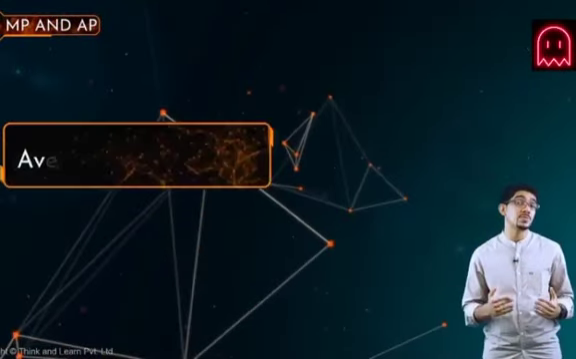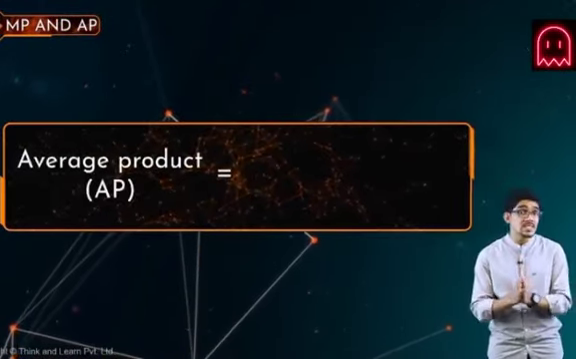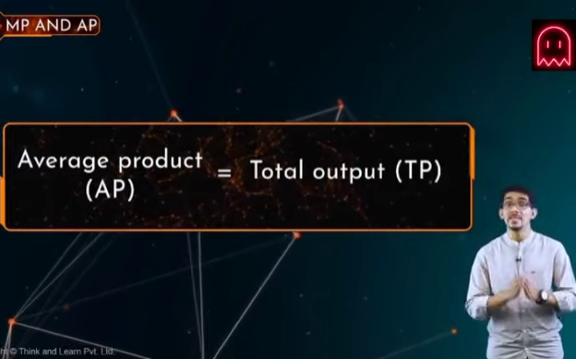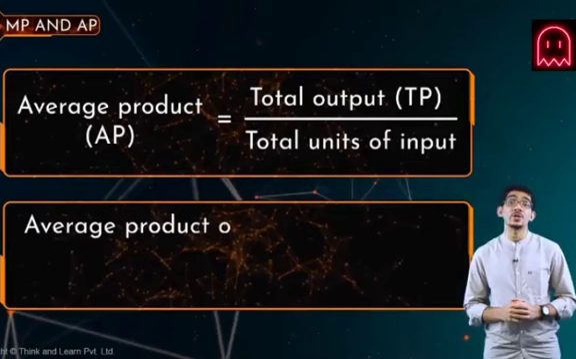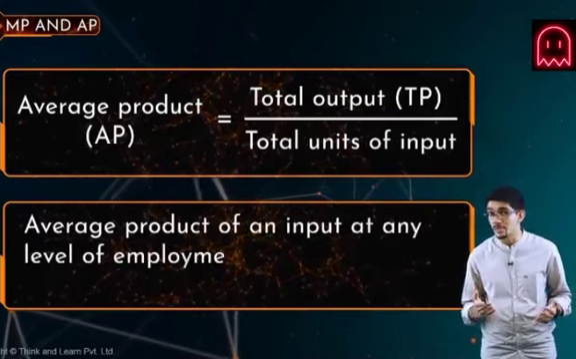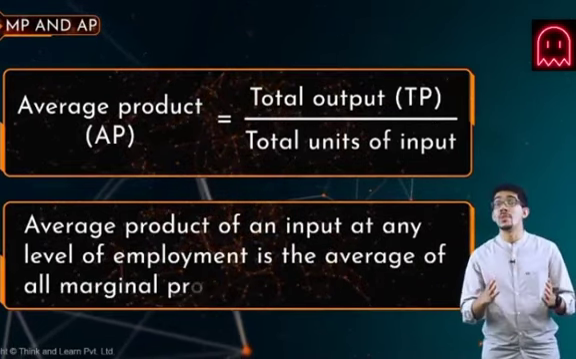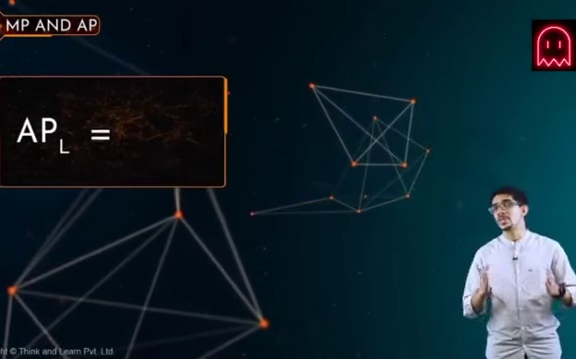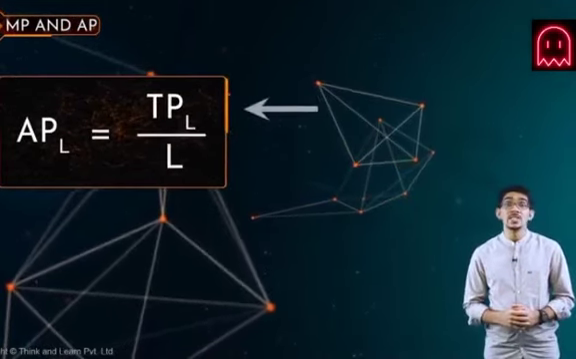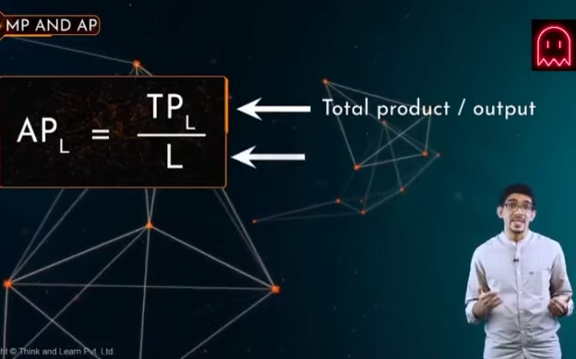added. The final concept is the average product or AP, which is just the TP or total output divided by total units of input. Average product of an input at any level of employment is the average of all marginal products up to that level as well. So AP is output per unit of the variable factor. So for labor input, it would be calculated like this.